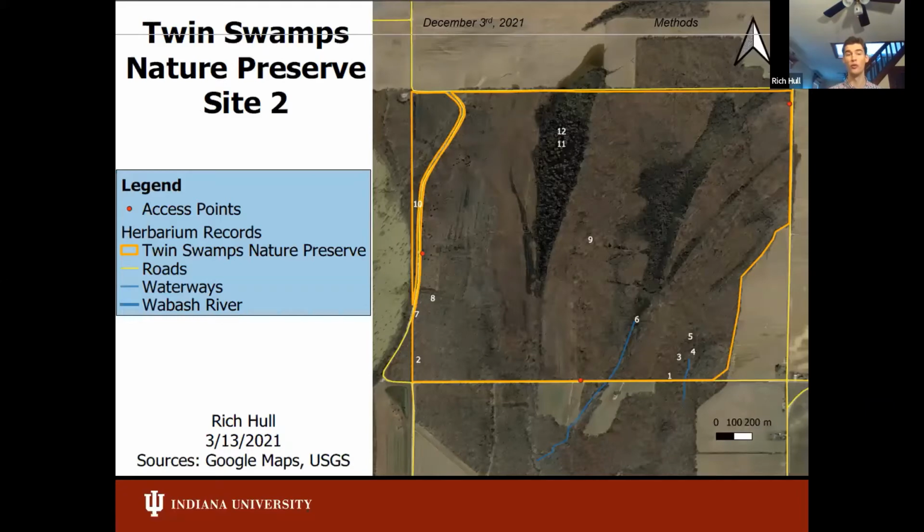So now I'd like to move on to my collecting strategy for each site. So here I have a map of Twin Swamps Nature Preserve. It's a very nice preserve maintained by the Department of Natural Resources down in Posey County. And the numbers here actually represent historical collections. So I have a key that tells me what specimens were collected there, etc.